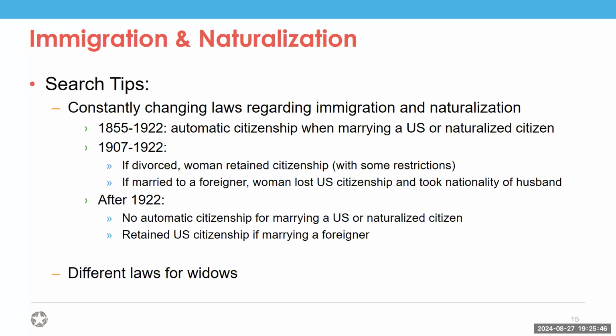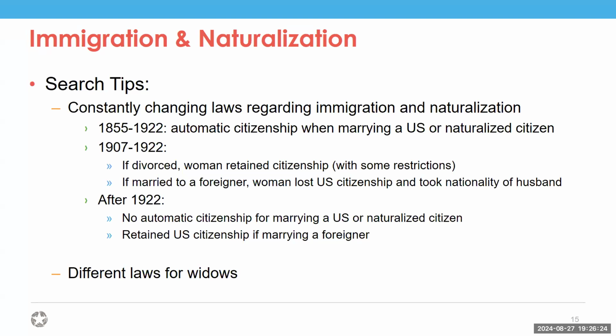So, some search tips when you're looking in these different places. Like I was saying, there are constantly changing laws regarding immigration and naturalization, even to this day. So look at the specific time period that your ancestors were alive. Prior to 1855, there are no specific references in naturalization laws regarding women's citizenship. But from about 1855 to 1922, a woman would get automatic citizenship when she married a US or naturalized citizen.